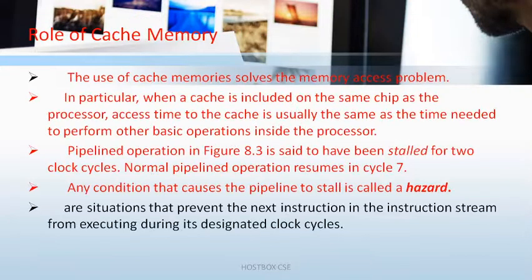Then the role of cache memory. The use of cache memory solves the memory access problem. Some memory access problems can be solved with the help of cache memory only. In particular, when a cache is on the same chip as the processor, access time to the cache is usually the same as the time needed to perform other basic operations inside the processor. So let's go to the diagram, and you can understand and get clarity.